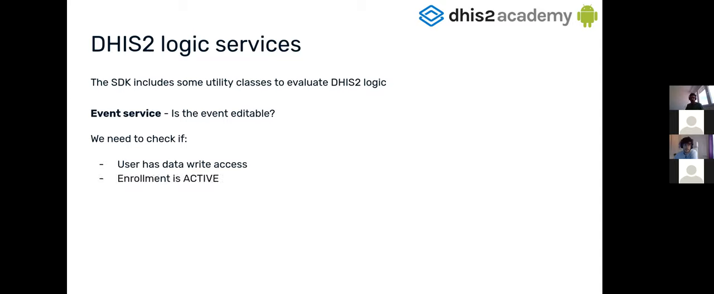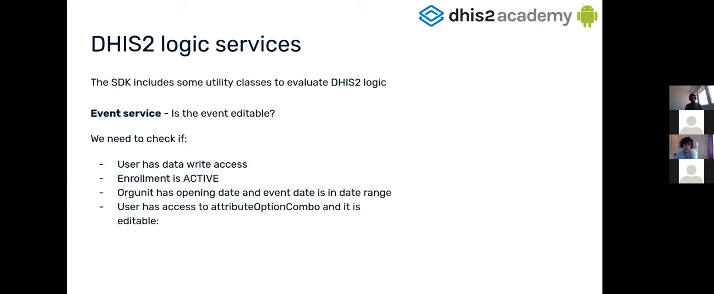Also, if the enrollment linked to this event is active. Also, if the auth unit has an opening date, and also if the event date is within that range. And finally, the event has an attribute option combo associated with the event.